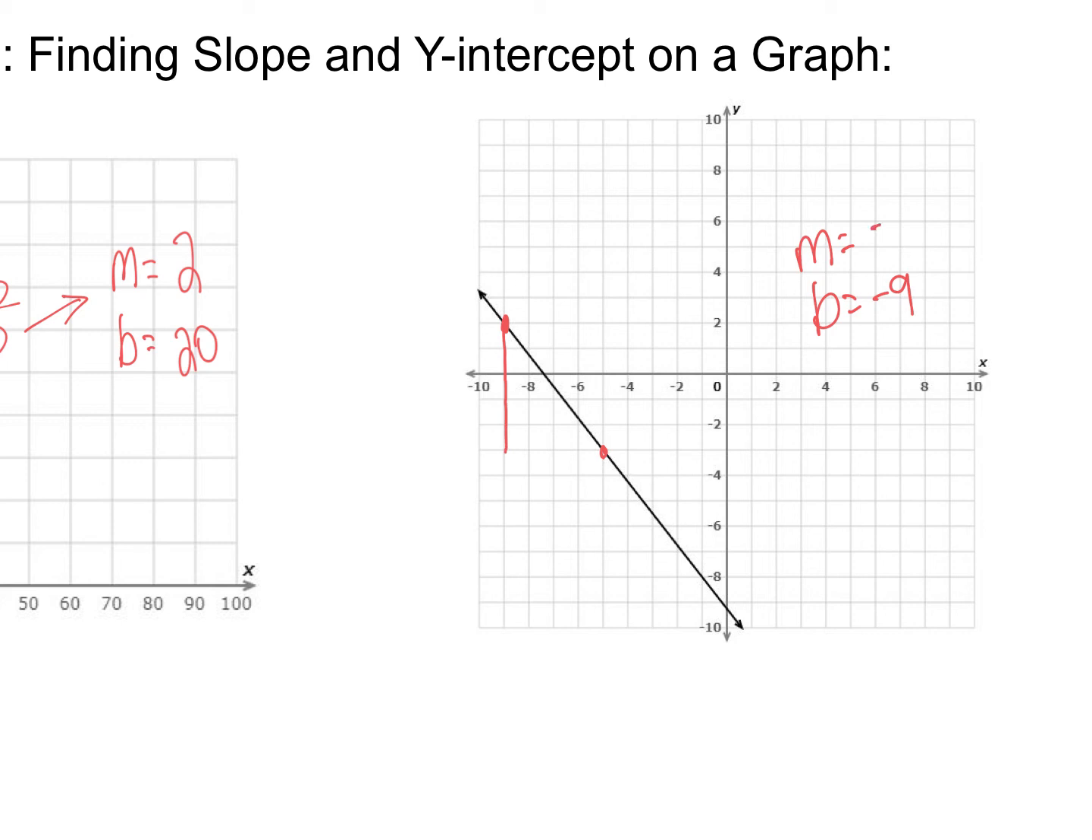negative 5 over 4. And again, we get that because from here to there, I have to fall 5 and run 4. And I divide that, negative 5 over 4, or negative 1.25 if you put it that way.